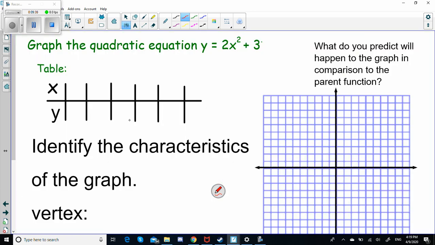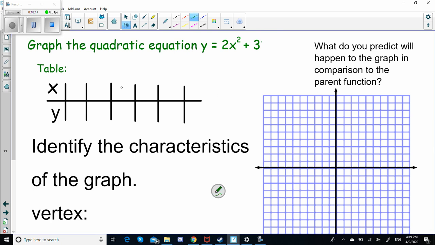Okay, this one is just a little different, not much. It's got an a here, which is either going to make it a shrink or a stretch. Press pause, and you decide if this is going to be a shrink or a stretch just by looking at the equation. And then also decide on the plus 3. Does that make it a vertical translation going up, going down, going sideways? What does that do to the parent function? So we can talk about the translation before we even make the table.